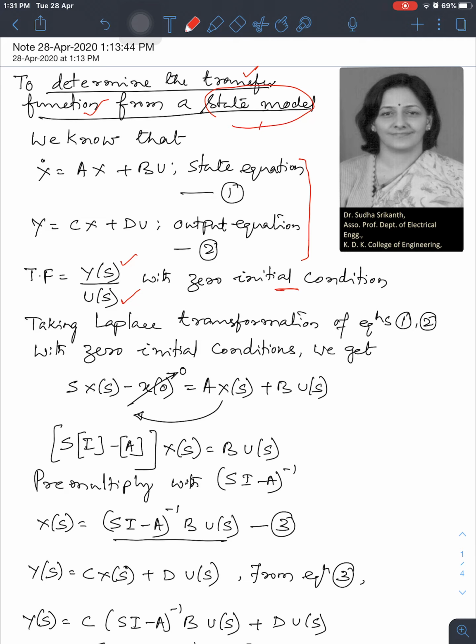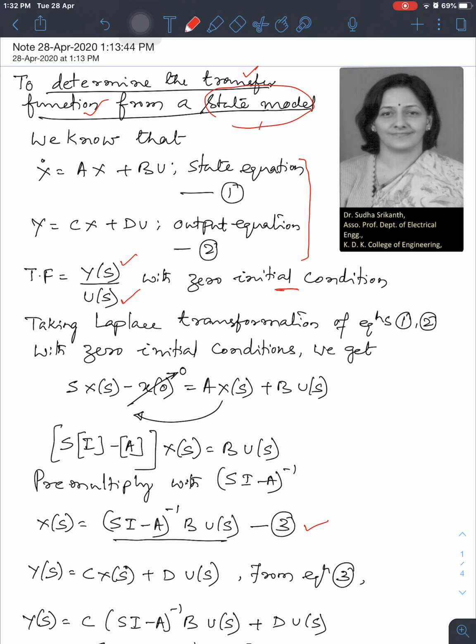So we have an equation for x dot and we have an equation for y, which are time domain equations. All we have to do is to take the Laplace transformation of these two equations with zero initial conditions. We were able to get an equation of this nature, wherein we simply manipulated and wrote what X(s) is equal to. X(s) we were able to get as (sI minus A) inverse B into U(s).